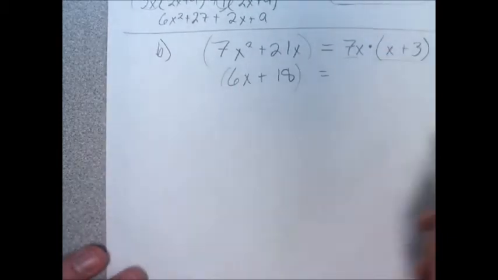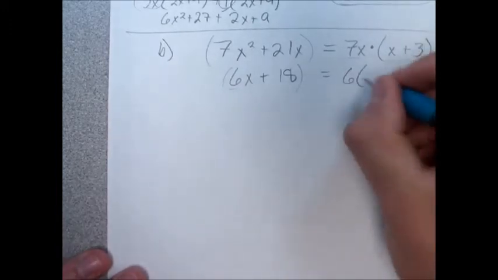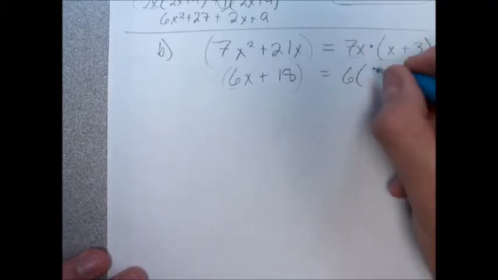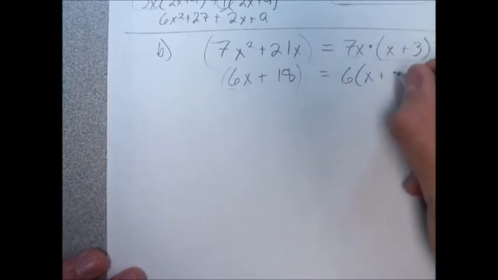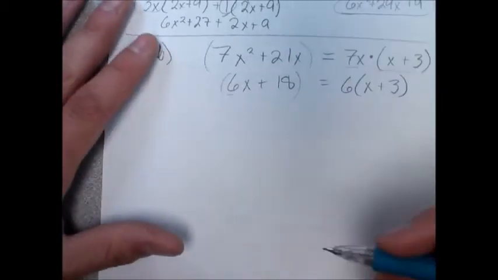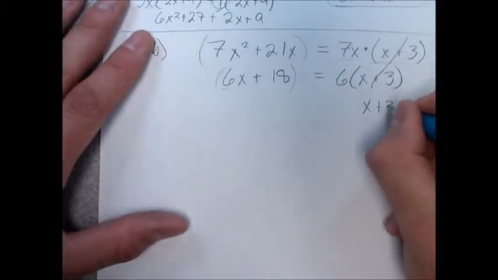What about this guy? What can I pull out of 6 and 18? 6. Can I pull an x out of anything? No, because it's not in both terms, right? So if I pull a 6 out of a 6, I'm left with a 1. 1 and x make 1x. If I pull a 6 out of the 18, I get a 3. Okay, and then I'm going to do the same thing that I did before. I'm going to go x plus 3.